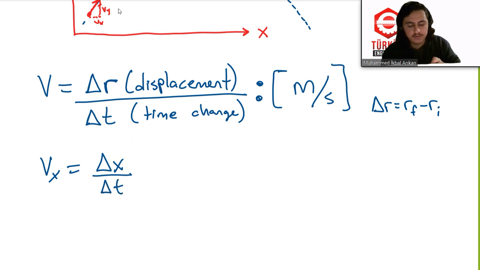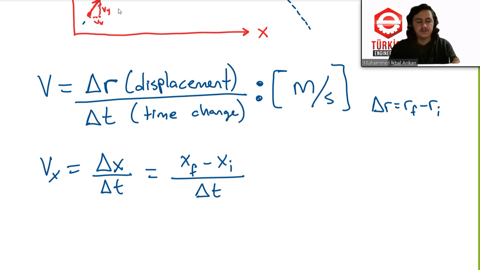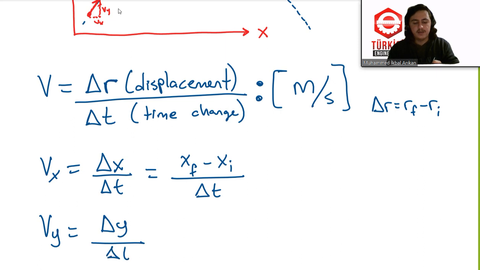So I have delta t here, which is displacement per unit time, but in the x-axis only. So that will be x final minus x initial divided by delta t, okay. What about Vy in the y-axis? Actually, that will be the displacement in y divided by the time change. And that will be y final minus y initial divided by delta t.